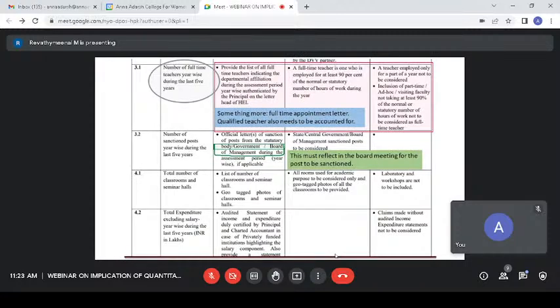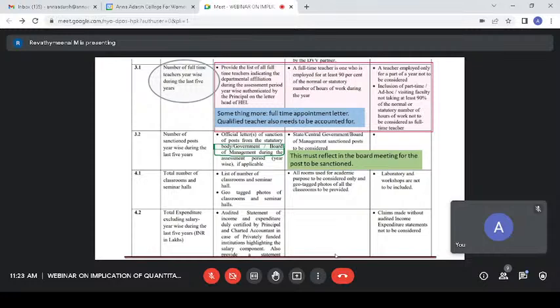Look at this particular sheet that I'm trying to tell you. Number of full-time teachers year-wise during the last 5 years. Now, what does DVV say? DVV tells you what I have highlighted over here in pink. Provide the list of all full-time teachers indicating their departmental affiliation during the assessment period year-wise, authenticated by the principal on the letterhead of the higher educational institution. This is an example that I'm giving. That would mean that the list of teachers is going to be made and the principal is going to sign it. This is authentication. This is the first proof that is coming up.